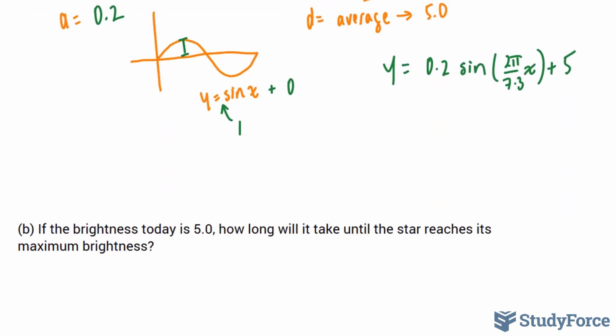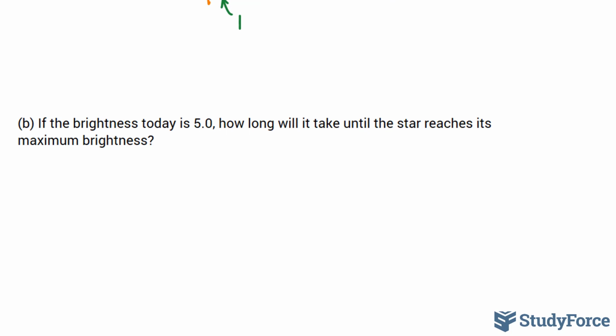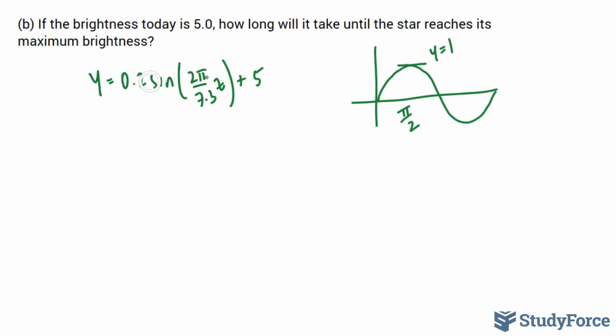Let's move on to part 2. In part 2, they're asking if the brightness today is 5.0, how long will it take until the star reaches its maximum brightness? To answer this question, you have to recall what a sine function looks like. And remember, a sine reaches its maximum when you have pi over 2. And at pi over 2, you have y is equal to 1. That's when it reaches its maximum. And the same will happen for the equation that we found. Recall, this was the equation that we found in part A. And so, sine at pi over 2 will give us the maximum.